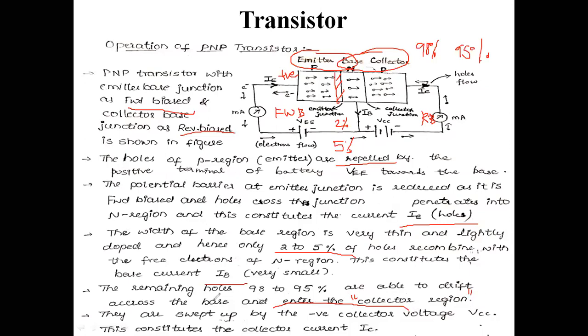The remaining holes, 98 to 95%, are able to drift across the base and flow towards the collector. They are swept up by the negative collector voltage VCC. The p-type semiconductor material is given to the negative terminal of the battery, and n-type is connected to the positive terminal of the battery. This is the VCC and this is the VEE.